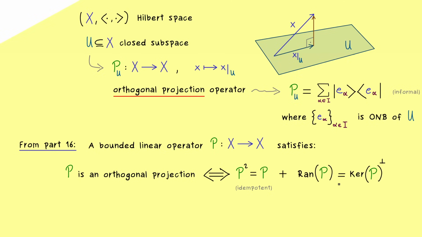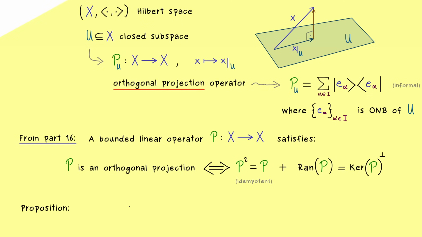So what we have is that the range of P is equal to the orthogonal complement of the kernel of P. And this is quite clear for an orthogonal projection, because the range of P is our closed subspace U, and the orthogonal complement of U is our kernel of P. However, what we have shown in part 16 is that these two properties are already sufficient for being an orthogonal projection, so we also have this implication here.